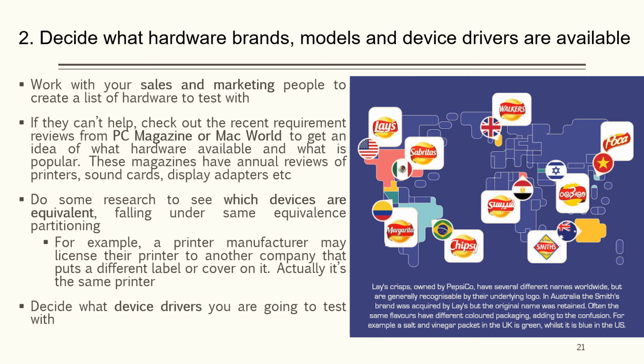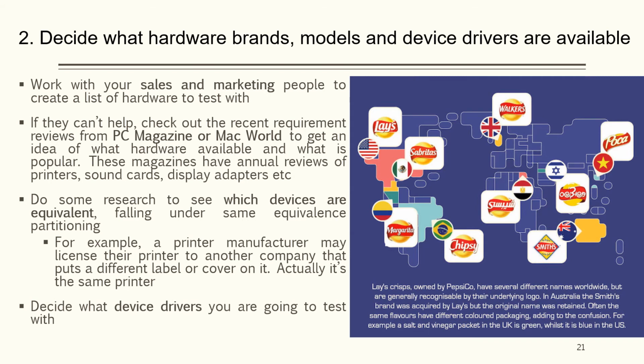Do some research to see which devices are equivalent, falling under the same equivalence partitioning. For example, a printer manufacturer may license their printer to another company that puts a different label or cover on it. Actually, it is the same printer. Decide what device drivers you are going to test with.